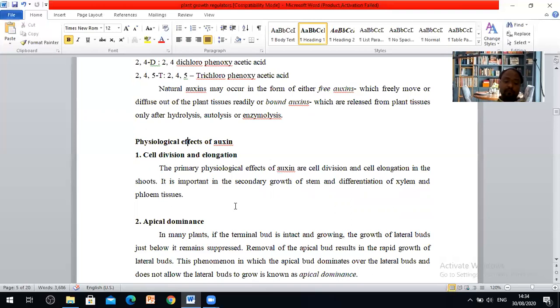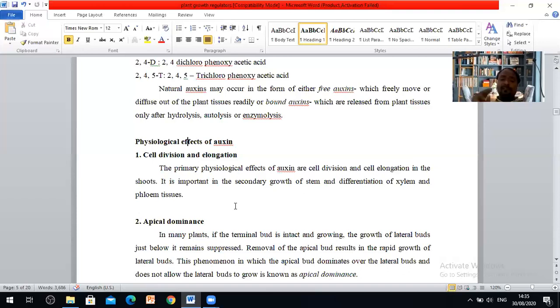Now, we know that these auxins are synthesized at the tip of the root and shoot, and later on they are transported to different parts of the plant. When they are transported to different parts of the plant, at that time the auxins are bound. We are studying how the auxins perform their role, or their action, in the plant.